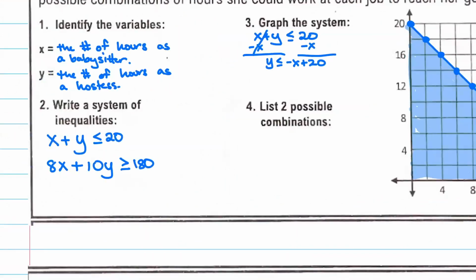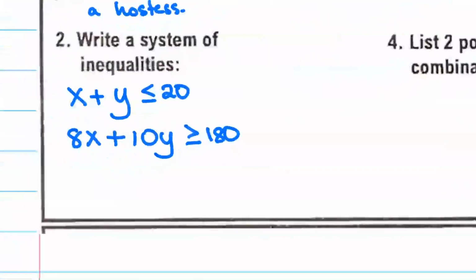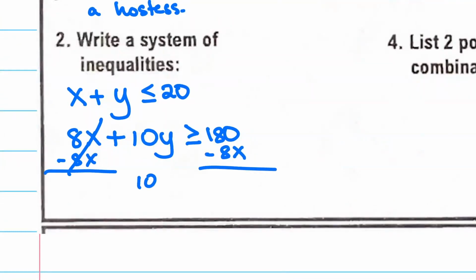Okay, same thing with this one. I want to graph this, but I can't because the y is not isolated. So let me go ahead and start solving for it. I'm going to actually do it here. And let me go ahead and subtract 8x on each side. These are going to cancel. I get 10y is greater than or equal to negative 8x plus 180.